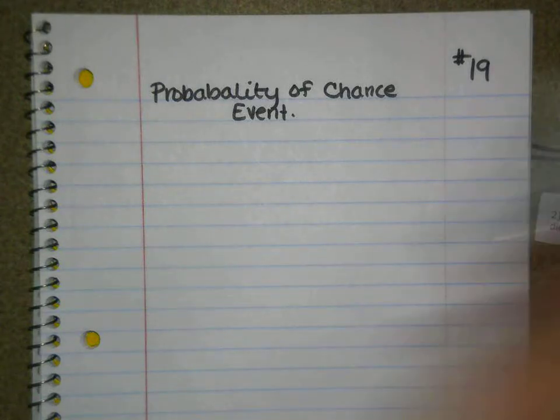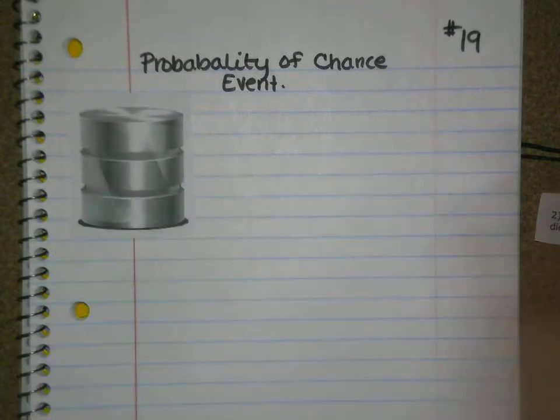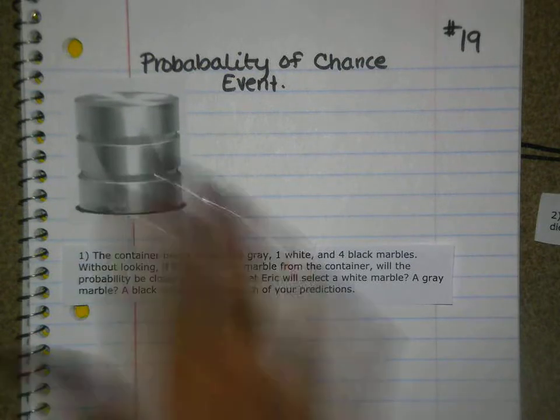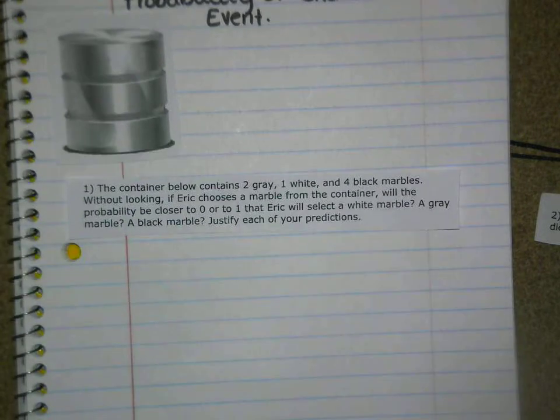So we're going to assume that we have this container, okay? And for this container, we're going to go ahead and look at this problem. This container below, but we'll say above, contains 12 gray, 1 white, and 4 black marbles without looking. If Eric chooses a marble from the container, will the probability be closer to 0 or 1 that Eric will select a white marble, a gray marble, a black marble, and we're going to justify each of our predictions. So let's figure this out mathematically.